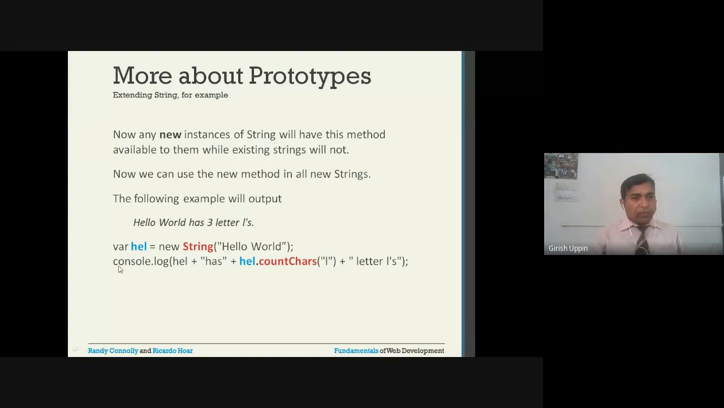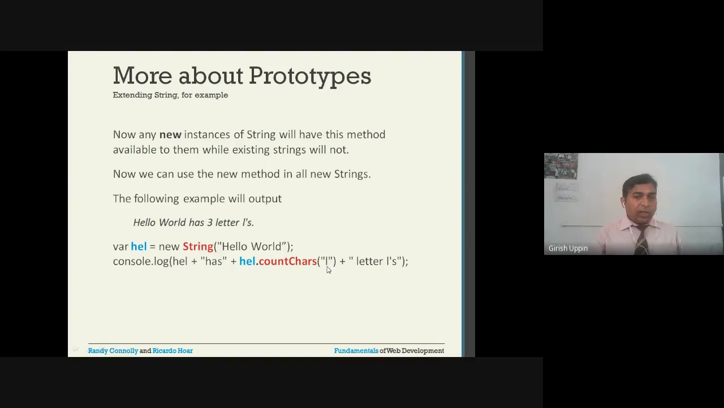First, we'll see the code. We are declaring an object here: var hel is equal to new String. So this particular new instance will have the countChars method, and what string are we passing? We are passing hello world. And then console.log, inside the log we are writing "hello world has" plus hel dot countChars. This hel means this variable.